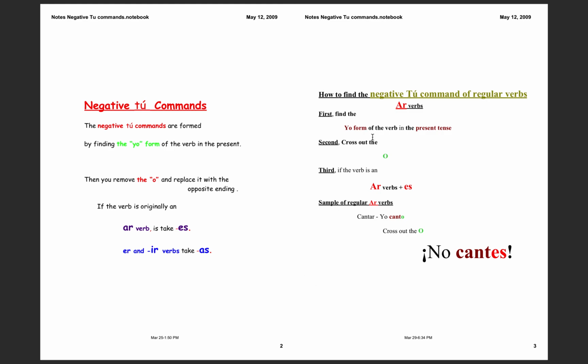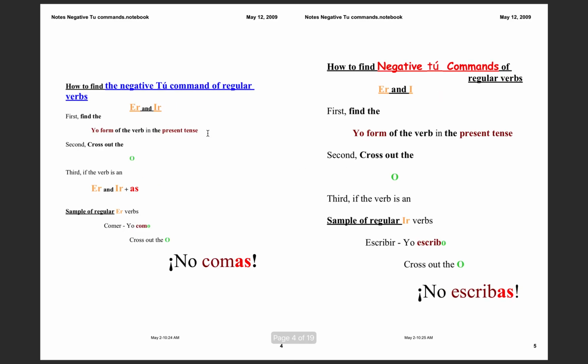So that's what it says right here, guys. These notes are right below this video on the Schoology page. Check them out. So let's look here. All right, so here's ER and IR verbs. All right, so first find the yo form of the verb in the present tense. Cross out the O. Third, if the verb is an ER or IR verb, you add AS on it. So for example, an ER verb, comer, we're going to tell someone don't eat. The yo form is como. Take off the O, put AS like it says, no comas. Okay, so don't eat. No comas dulces, don't eat candy.